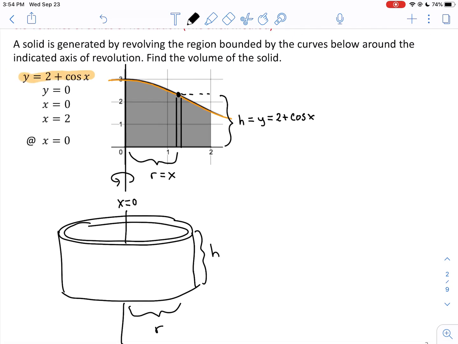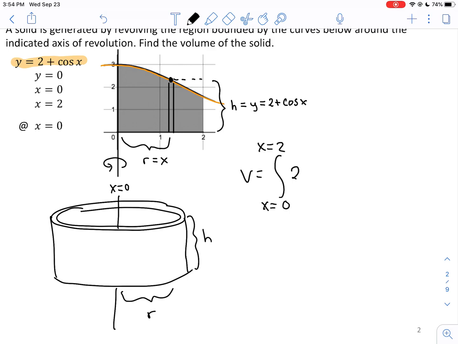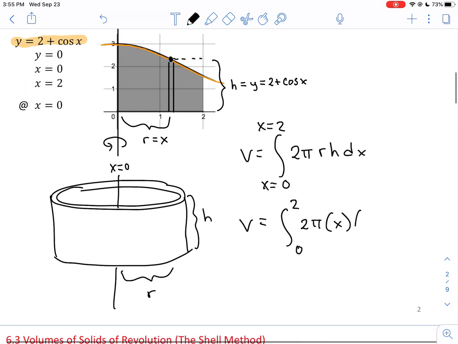And now I'm in a position to write down an integral that's going to give me the volume of this solid. So the volume will be an integral from the first strip, which happens when x is 0. The last strip will be over here at x equals 2. And then we're going to do every strip in between. So we're going to integrate from x equals 0 to x equals 2. And we do 2 pi r h dx. So in this case, that means we're going to be doing an integral from 0 to 2 of 2 pi times the radius of revolution, which is just x. The height is the y-coordinate, which is 2 plus cosine of x, and then dx, and then that's it. And this is our integral.